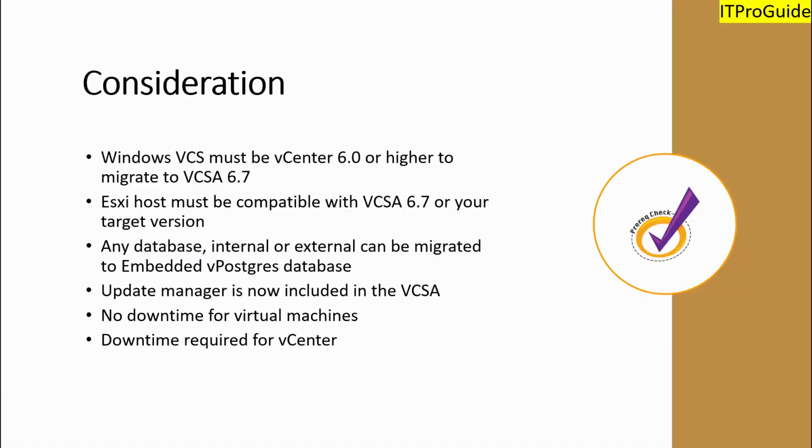Before we go to the demonstration, I would like to talk about some considerations. Windows vCenter must be vCenter 6.0 or higher to migrate to vCenter 6.7. The second one is that the ESXi host must be compatible with vCSA 6.7 in my case, or your target version. So if you have any ESXi host running below 6, or which is not compatible with your target version, then you need to consider an upgrade of the ESXi host first before you go for a vCenter migration.